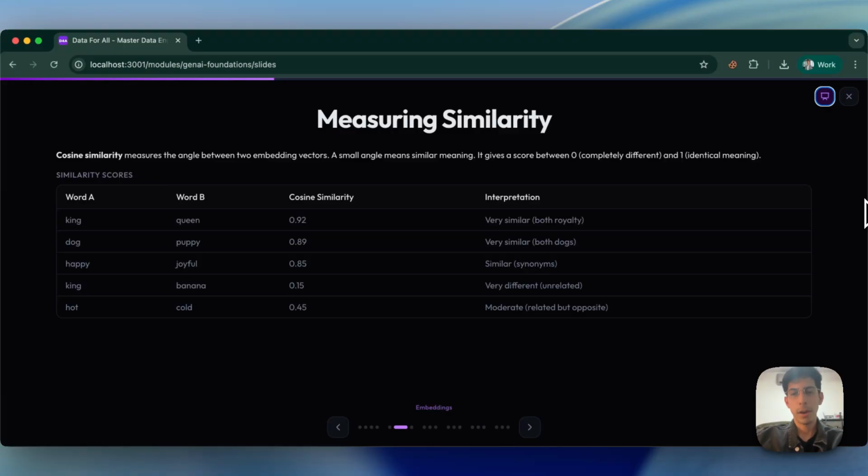You do not need to memorize this formula. The key takeaway is cosine similarity gives you a number between 0 and 1 that tells you how similar two pieces of text are. A score of 95% means very similar meaning. A score of 20% means not related at all. This is incredibly powerful because now we can do math on language. We can ask questions like, which of these 10,000 documents is most similar to this search query? That is essentially what semantic search does, and we will see that next.